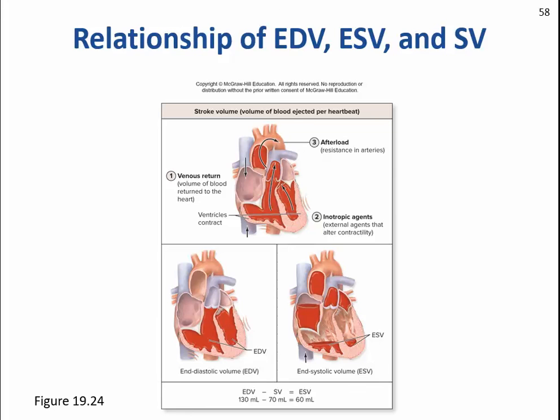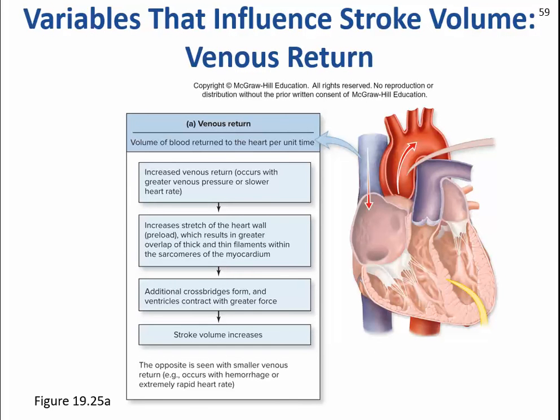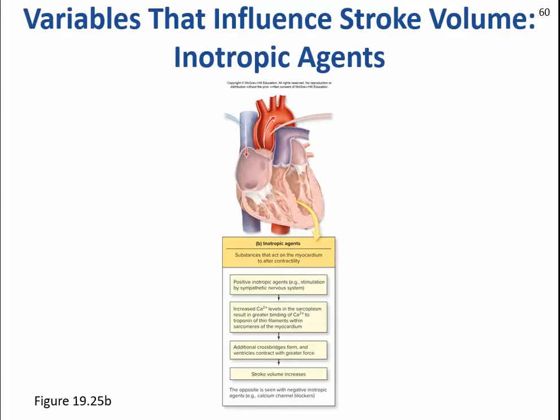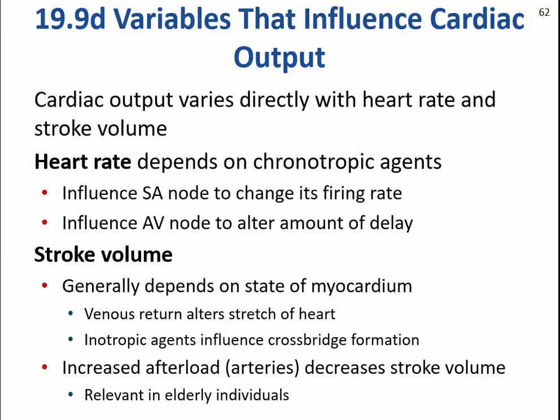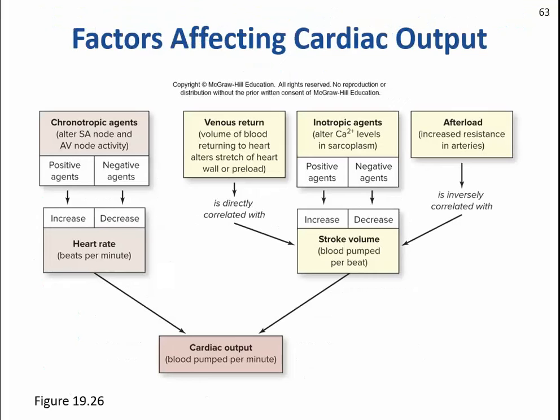So this is just a chart of all of that. I'll let you just read it through. And afterload. So to summarize it, heart rate depends on the different agents. Stroke volume depends on how strong the heart is, the agents that influence cross-bridge formation, afterload, and preload. And this chart brings it all together.